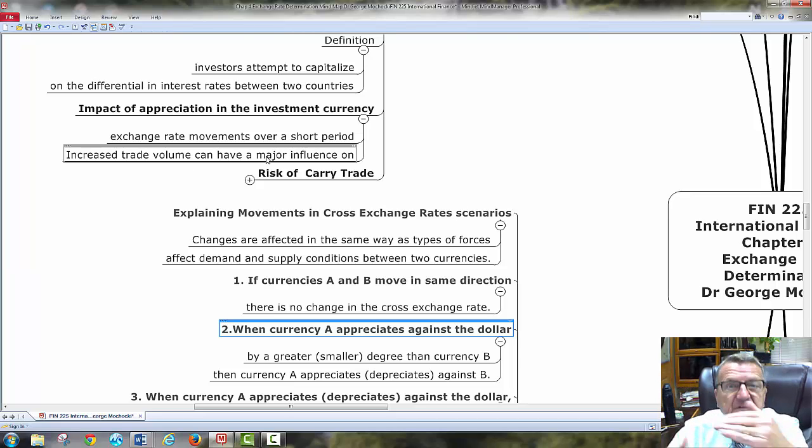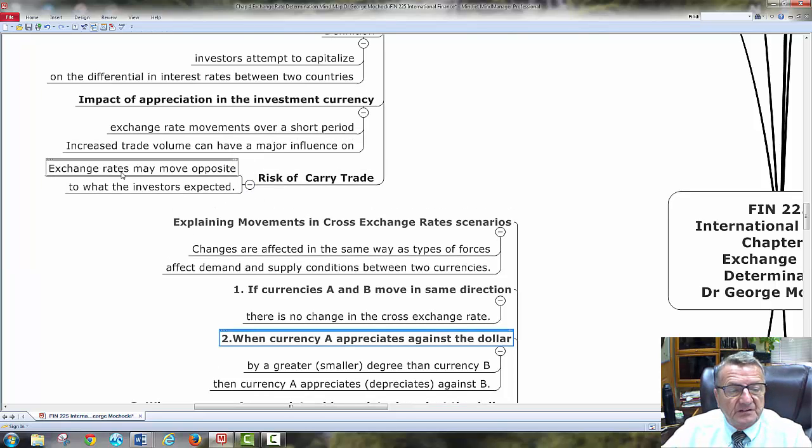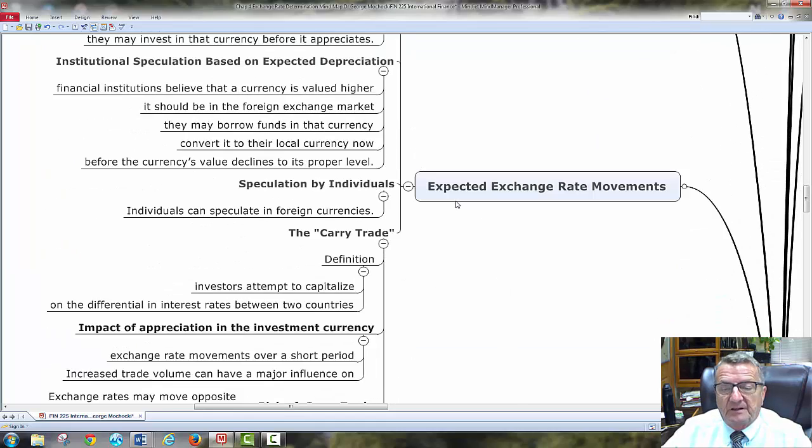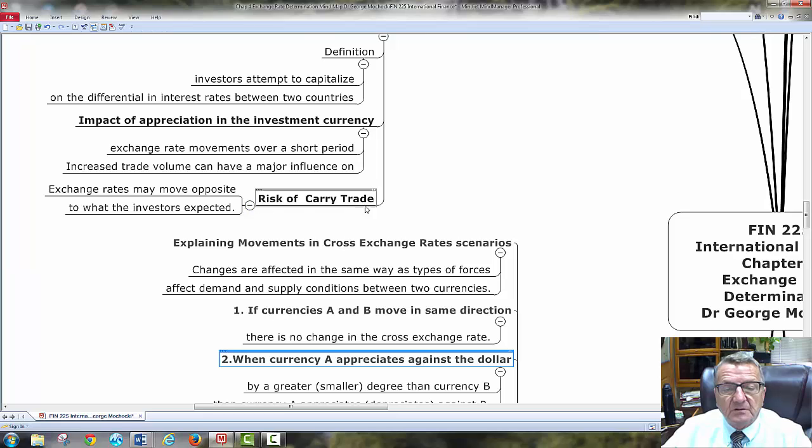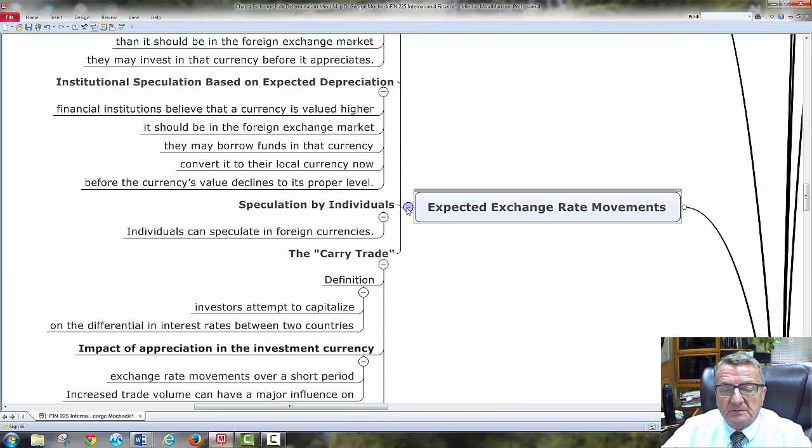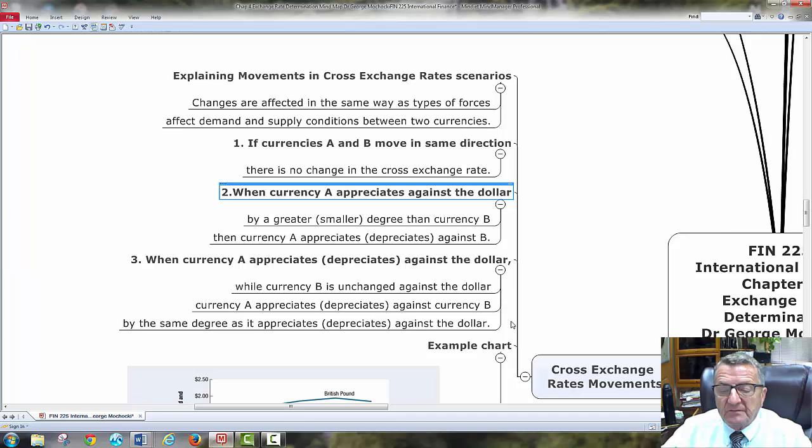Remember, time could affect my bottom line. Now, the risk of carry trade is that exchange rates may move in the opposite direction to what the investor expected. Okay, so that took care of this. We're pretty good on here. We're done. Let me just close all these off. The only thing we have left is the summary.